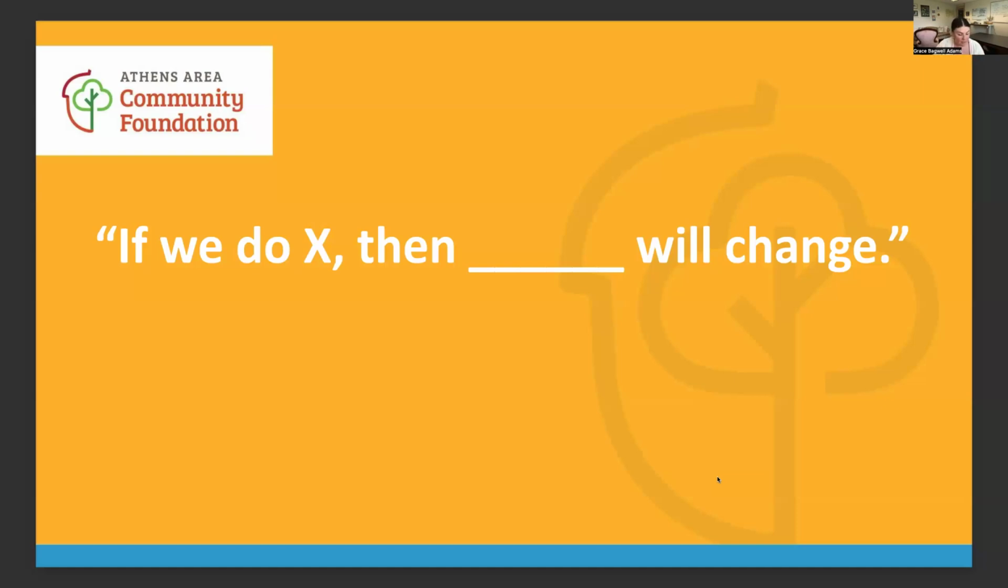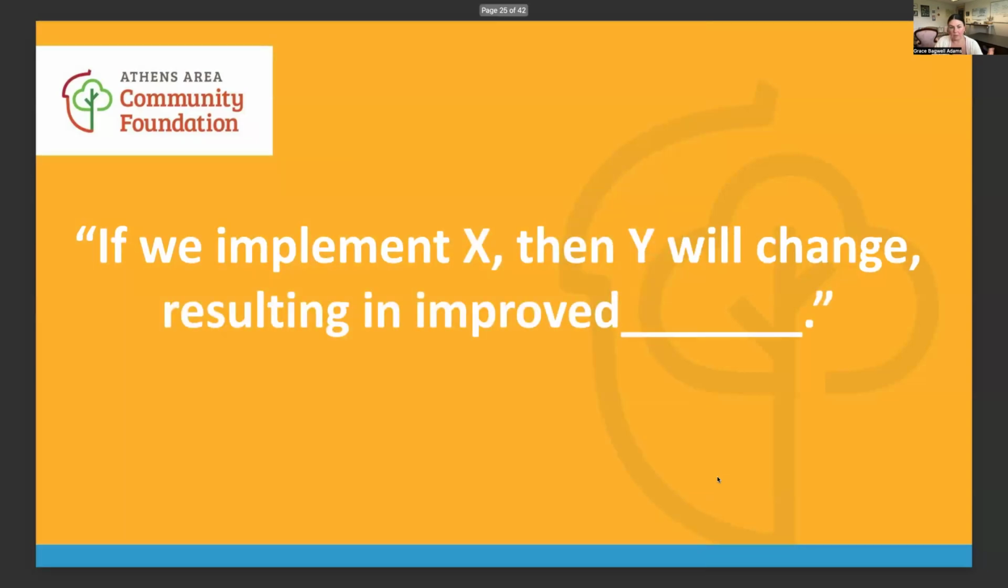Here, the if-then statement links the output, which is health screenings conducted, to an immediate outcome, which is identifying health conditions, demonstrating the program's anticipated impact. It's incredibly helpful for articulating what you might expect to do. And again, the statement in a sentence tells you what we hope to achieve. You could also state it slightly differently. You can build an if-then statement that looks something like this: if we implement X, then Y will change, resulting in improved blank.